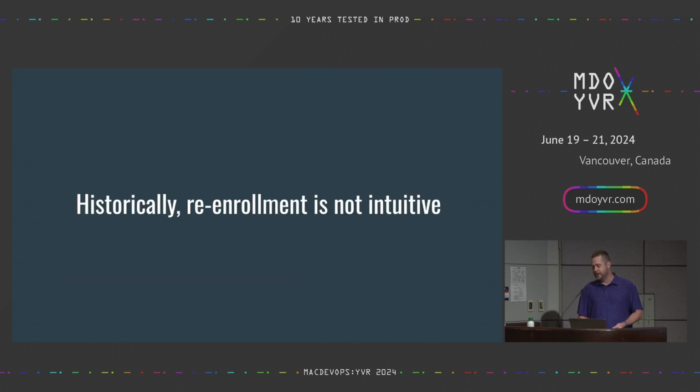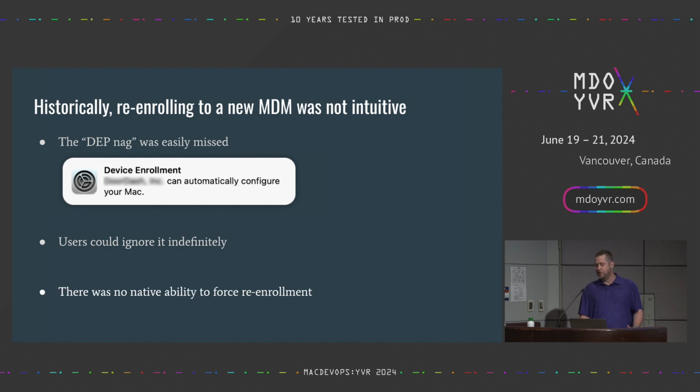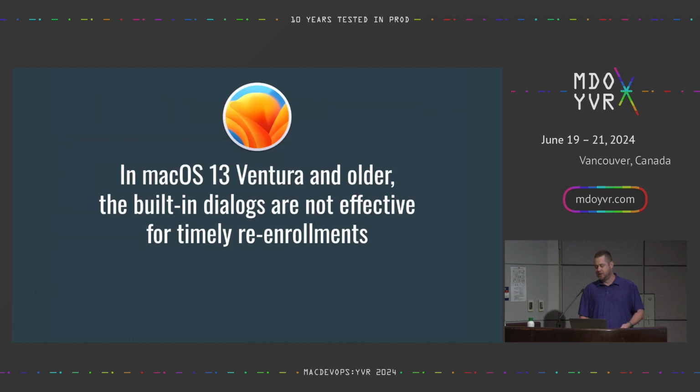So historically, re-enrollment is not intuitive for the end user. The DEP nag was easily missed, users could ignore it indefinitely, and there was no native ability to force re-enrollment. In macOS 13 Ventura and older, the built-in dialogues are not effective for timely re-enrollments.